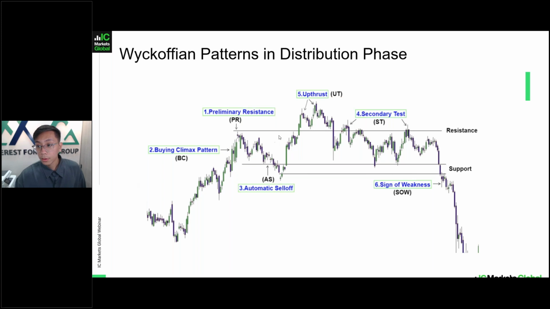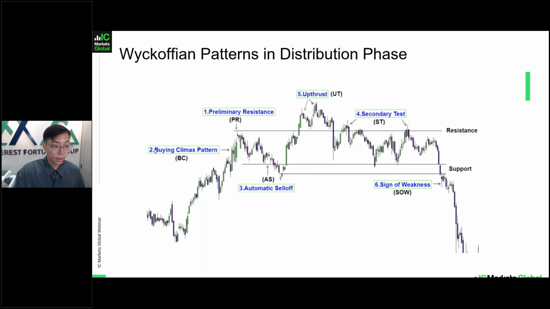Okay, then here comes your upthrust. Secondary test. The secondary test formation happens after an automatic sell-off and is caused by the short covering process of public investors, which brings the price back to the preliminary resistance. So for ST, price has to go back to the PR area, indicating the presence of selling interest.